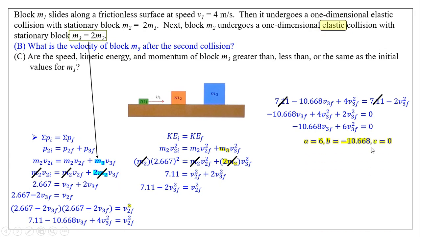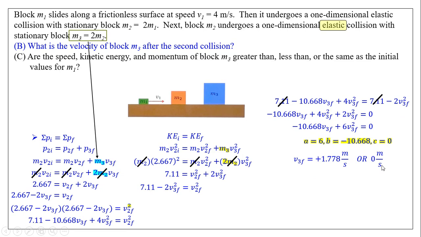Once again, I would just use a quadratic solver. If you use a quadratic solver, your A coefficient would be 6 because it's a positive 6. Your B, which is the term with just the variable by itself, would be negative 10.668. And then your C, I don't see a C, so C would just be 0. And if you do that properly on your quadratic solver or on your calculator or online, you should get two values of positive 1.778 or 0.